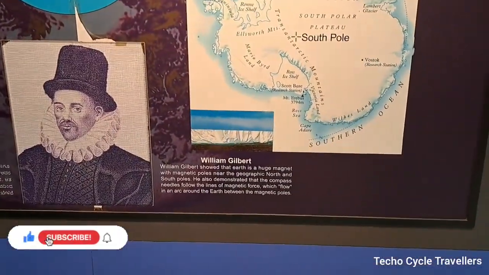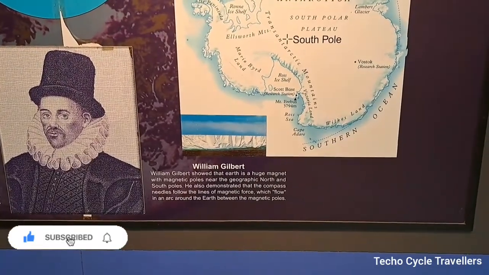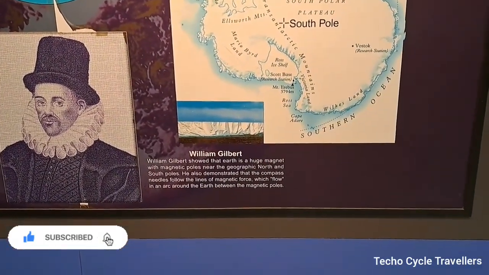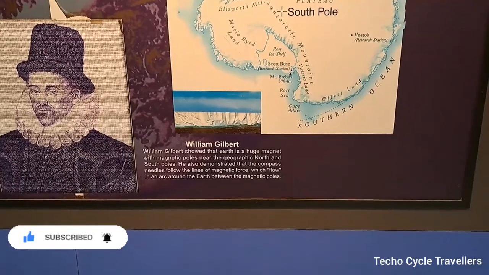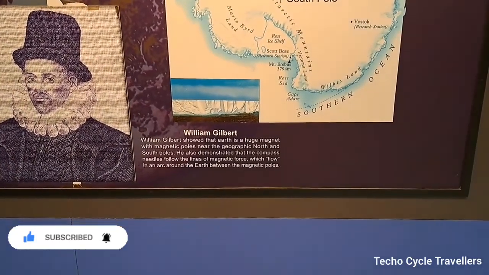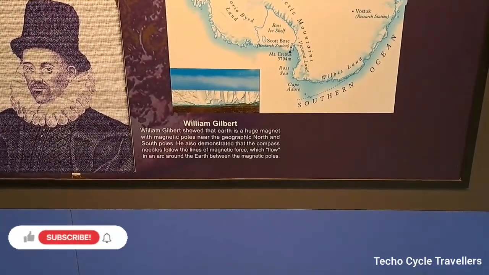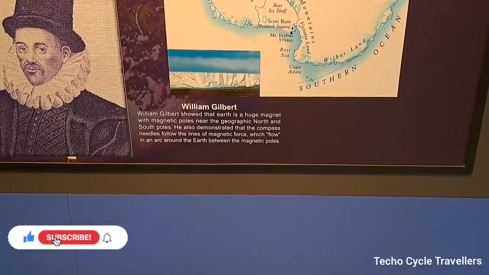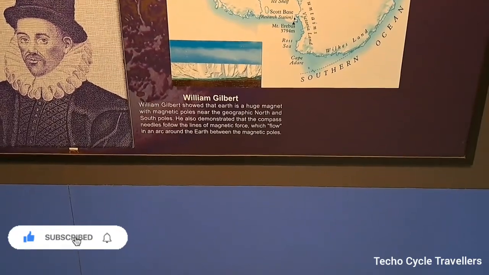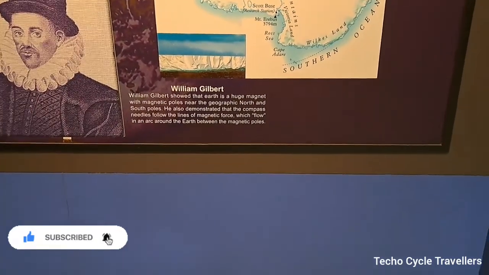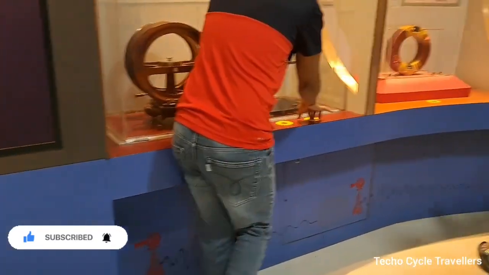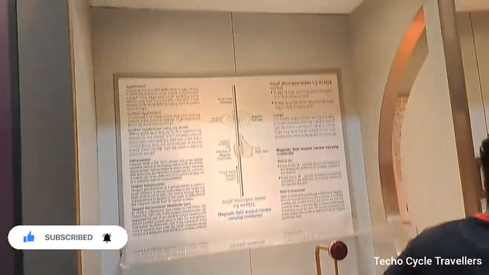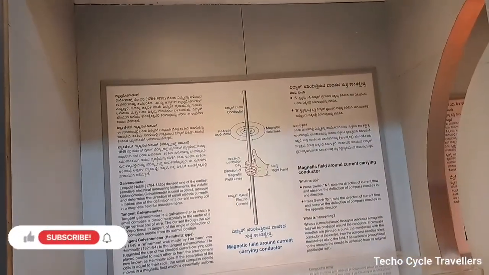William Gilbert showed that Earth is a huge magnet with magnetic poles near the geographic north and south poles. He also demonstrated that compass needles follow the lines of magnetic force, which flow in an arc around the Earth between the magnetic poles. Magnetic field around the conductor.